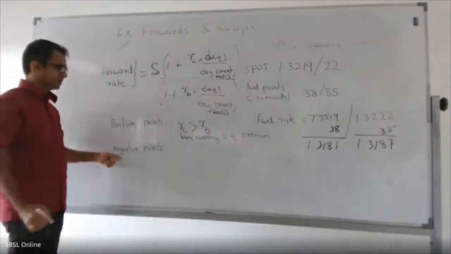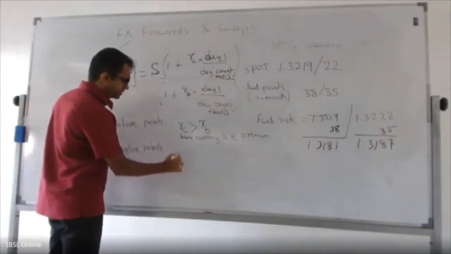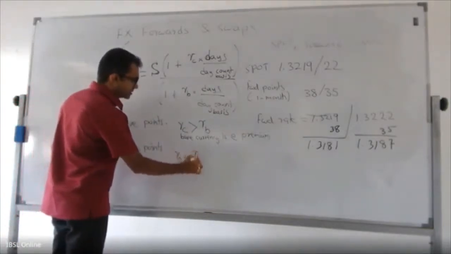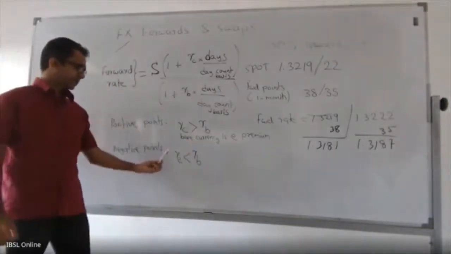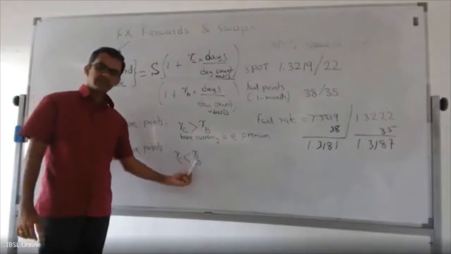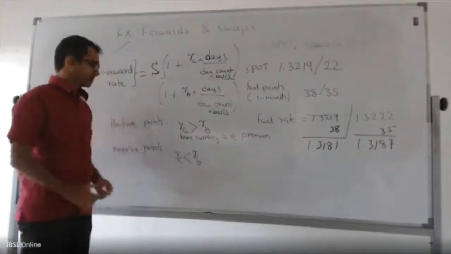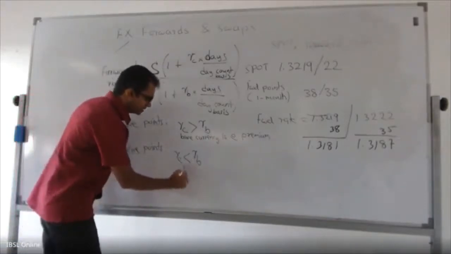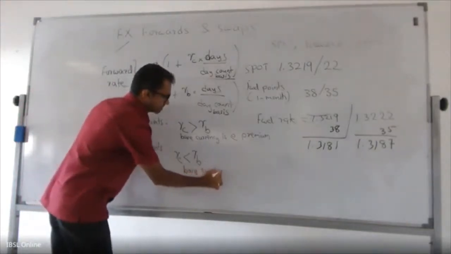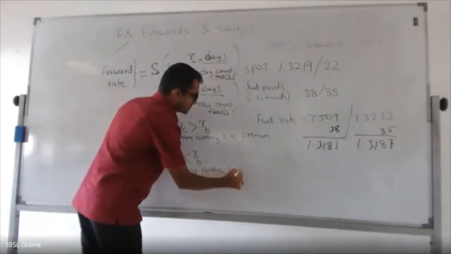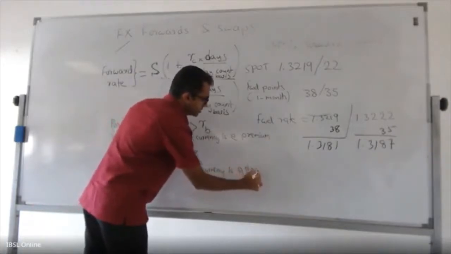We get negative points when RC is less than RB. That means the interest rate of the counter currency is less than the interest rate of the base currency. In this instance, the base currency is at a discount.